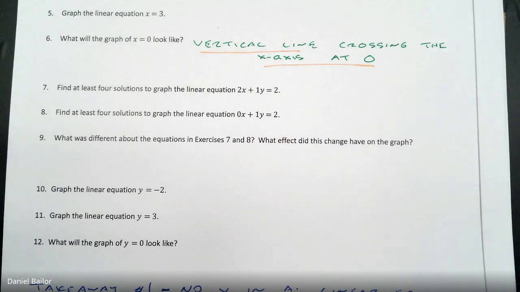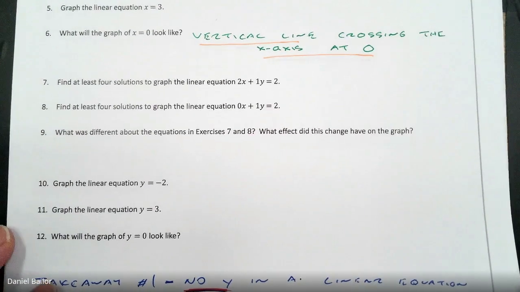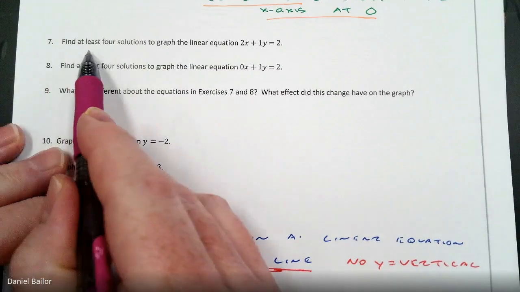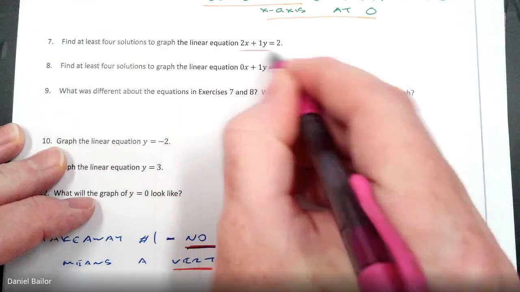So those of you paying attention can probably guess what's going to come next with the group 7, 8, and 9, because the title of the lesson is Graphs of Horizontal and Vertical Lines. So we just did vertical lines. What do you think is coming next? We did vertical, we're doing horizontal. So for number 7, find at least 4 solutions to graph this linear equation.